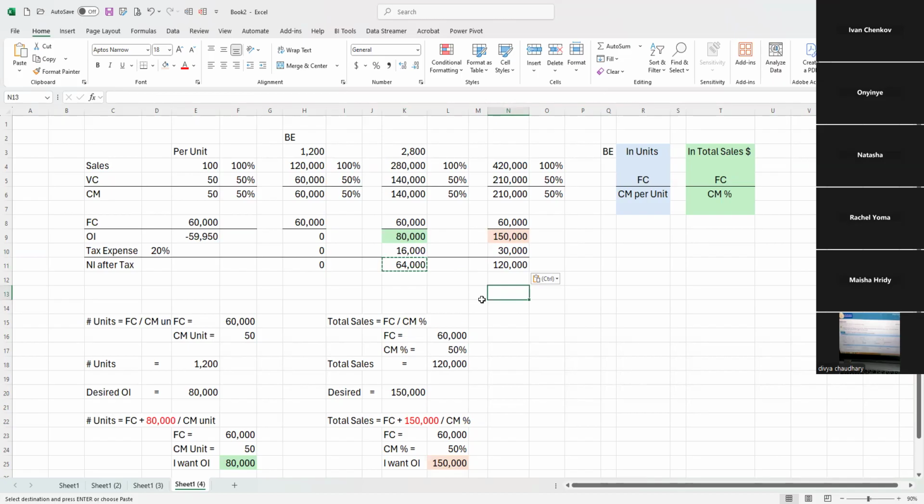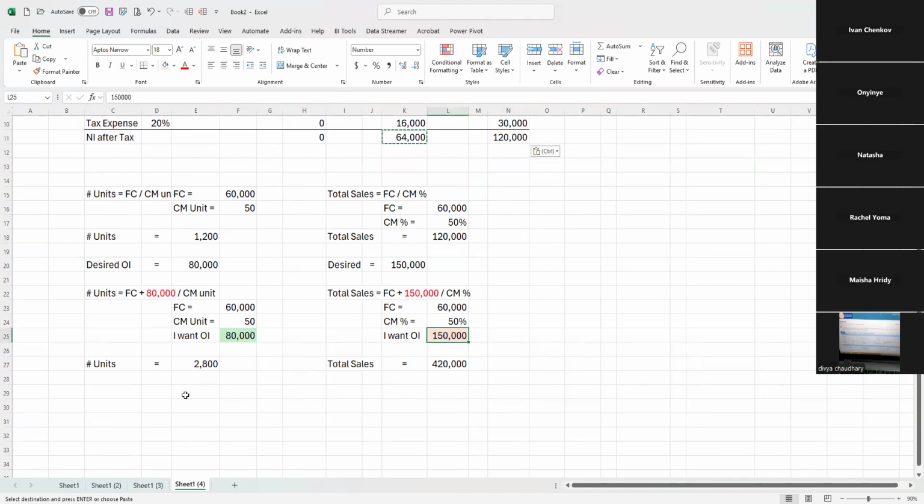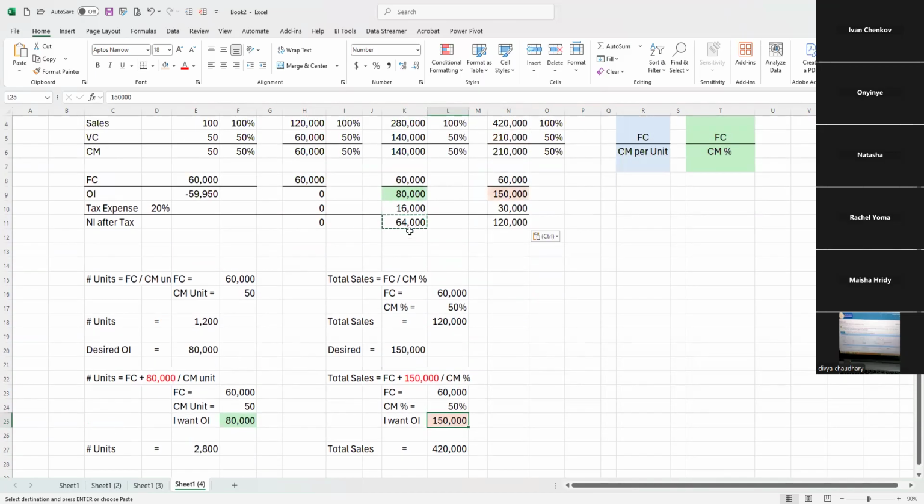But I don't want 64 here. I don't want 120. I want 80,000. And I want 150. Make sense? So what do I have to do? I have to increase my number of units, or number of sales. So what do I need? I'm chasing now, I want here to be 80.